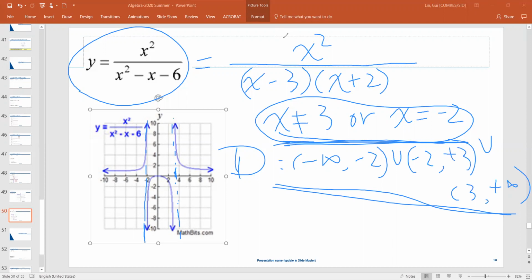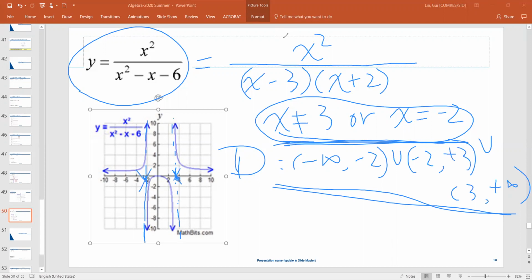So this is some of the deformation of the rational expression. So x cannot equal -2. x cannot equal negative 2 and +3.